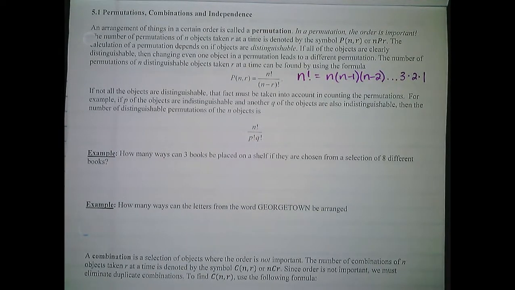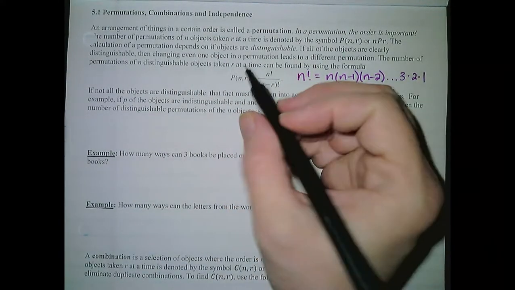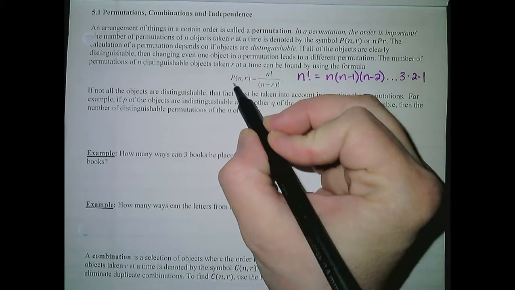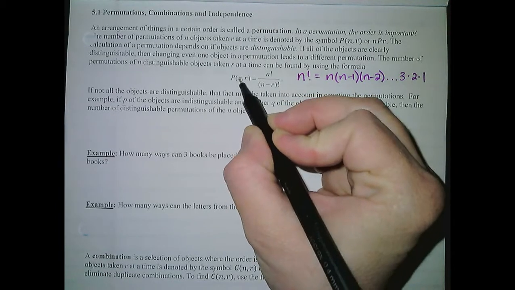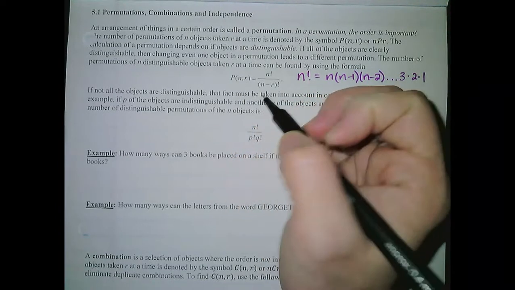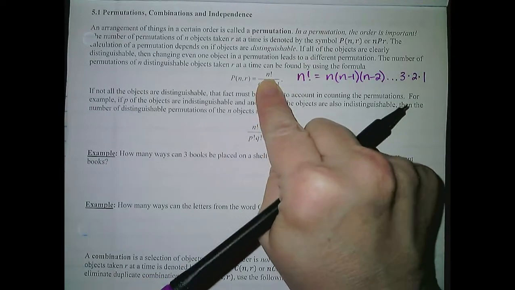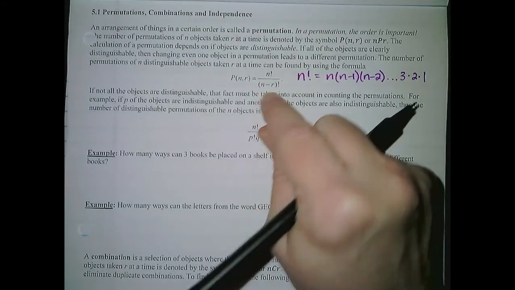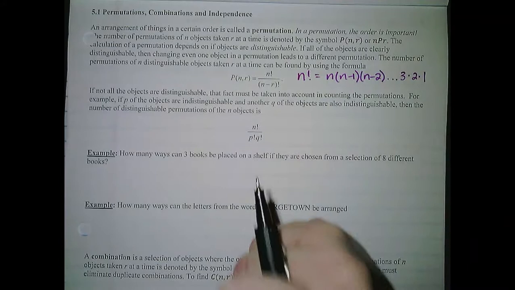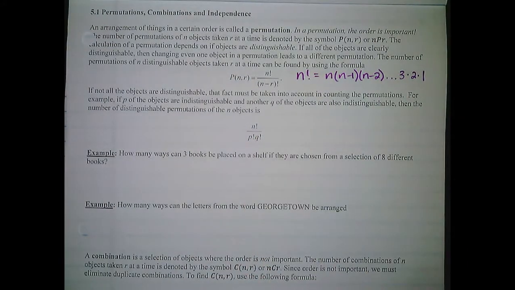So to find the distinct ways that we can order n different distinguishable objects taken r at a time, we would take n factorial and we would divide it by n minus r factorial. And again, that's only if we can distinguish between each of the objects that we're arranging.